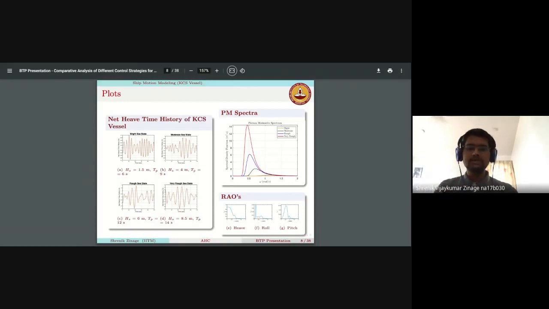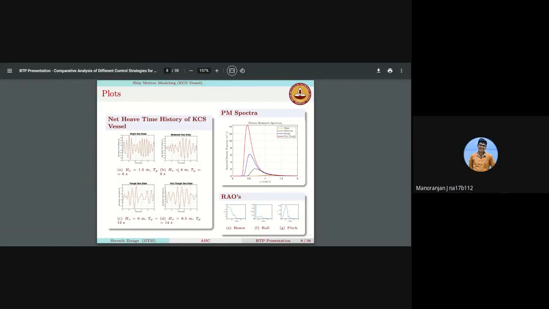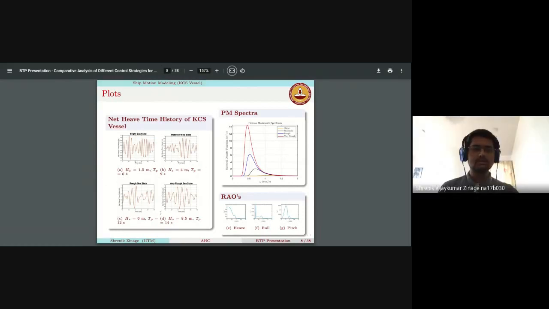The thing is that significant wave height and the peak time period actually go hand in hand. So I'll show you later what HS and TP values I took for each sea state, so that you can get a clear picture. Otherwise you can see here as well. So HS is 1.5 and TP is 6. Okay, and 4 and 9, okay. 6 and 12, and 8.5 and 4.